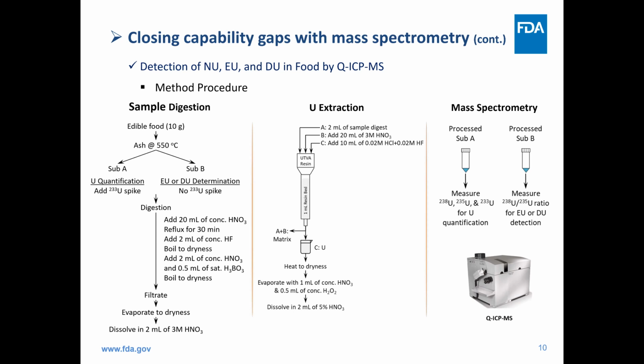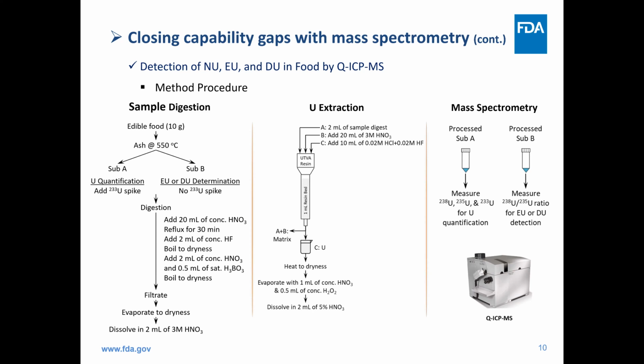To extract the uranium, each sample solution is loaded onto a column packed with a UTEVA resin and further treated, and then reconstituted using 2 milliliters of 5% nitric acid, which is suitable for ICP-MS measurement. And to quantify the uranium, we use a quadrupole ICP-MS and measure uranium-235, 238, and 233.